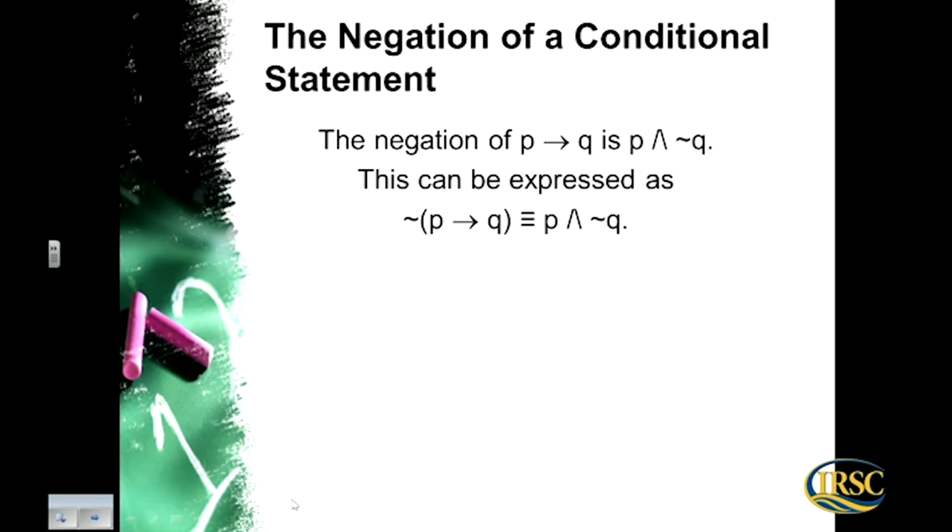Okay, so we're going to prove that these two statements are equivalent, and the way we learned how to prove it is to make a truth table for each statement. So on the left, I drew a truth table for the one with the negation outside parentheses. And on the right, a truth table for the P and not Q.